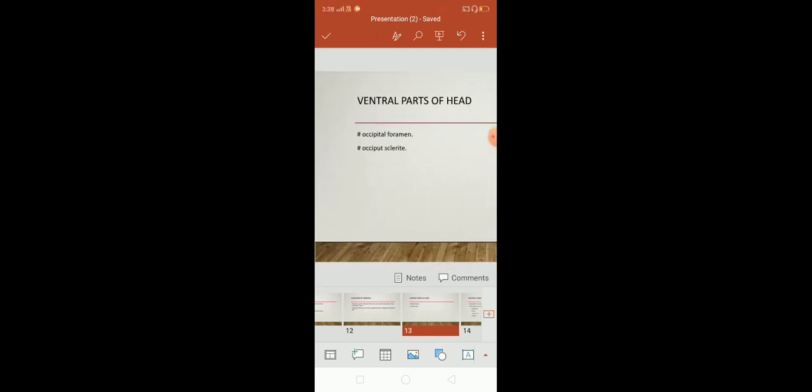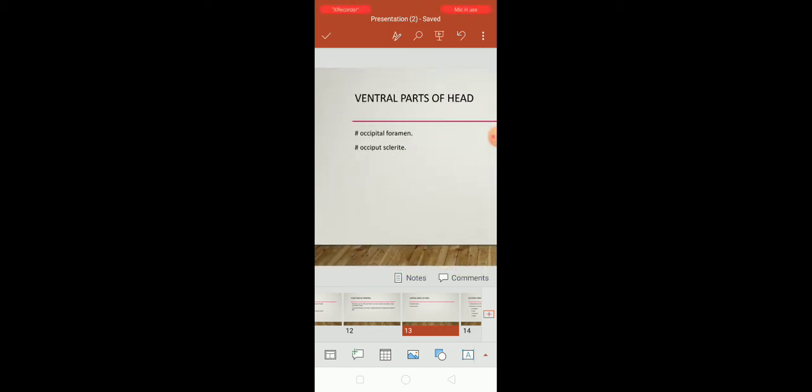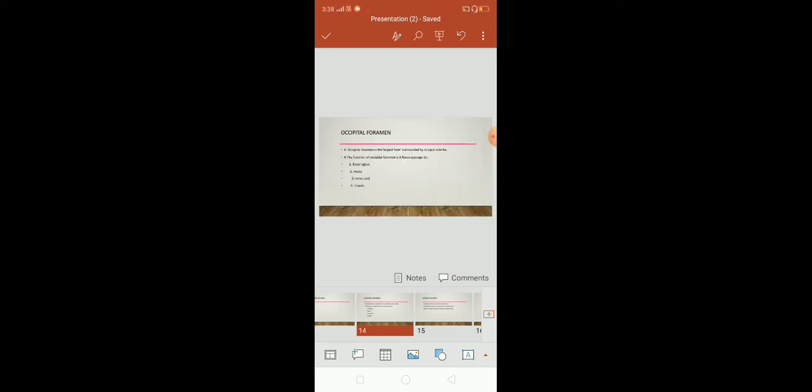Ventral part of head. Till the 12th slide, we had studied the dorsal part of head. And let's see the ventral part of head. Ventral part of head consists of only two main parts. They are occipital foramen and occiput sclerite. Let's see what their functions are, where they are present.